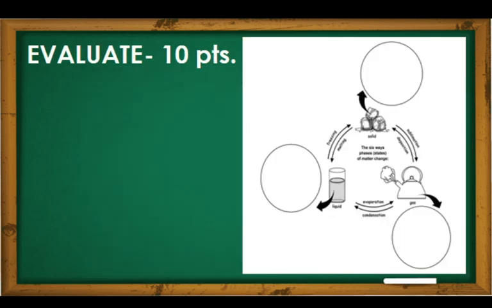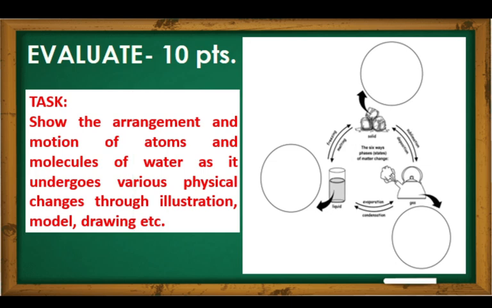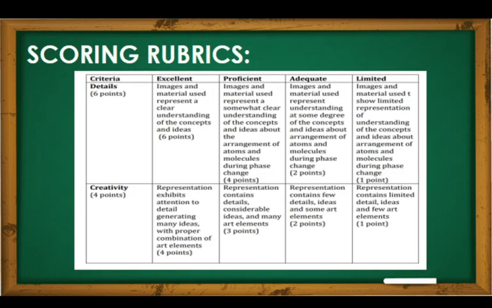And for the last part, evaluation, you're given the task to show the arrangement and motion of atoms and molecules of water as it undergoes various physical changes through illustration, model, drawing, or others. This will be the scoring rubric that will be used. There are 2 criteria: details and creativity.